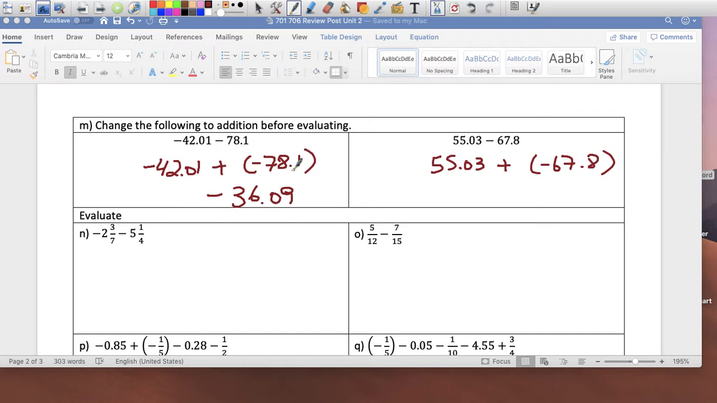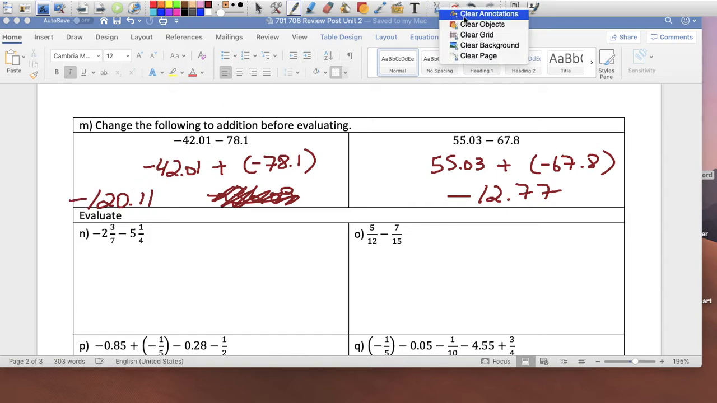On the other side, 55.03 plus negative 67.8. And that's going to give us negative, right? Because there's more negative. The negatives win. 12.77. And this one, oops, did I make a mistake? Oops, this is not the answer. Sorry. It's 42.01 plus negative 78.1, and that should give us negative 120.11. Okay.